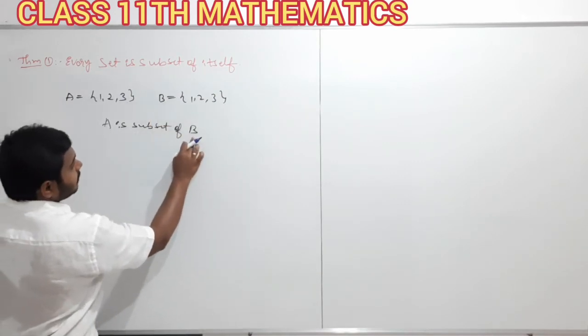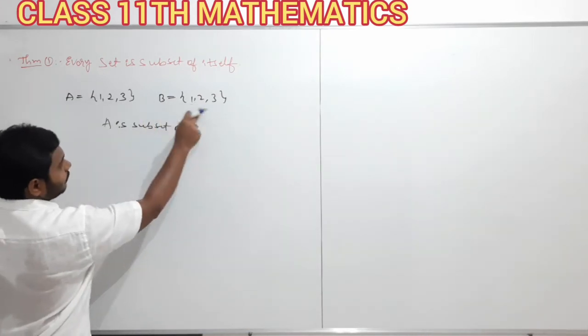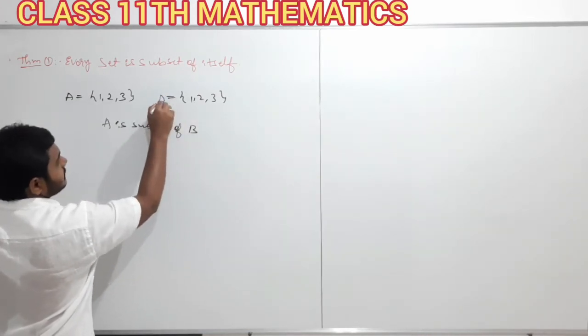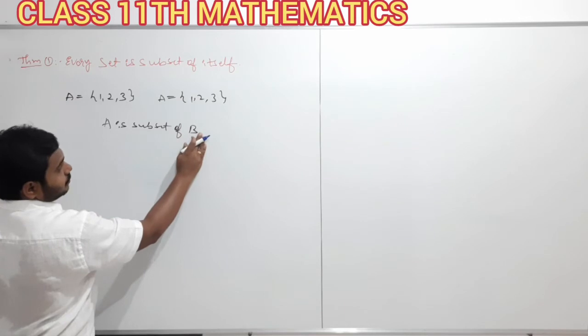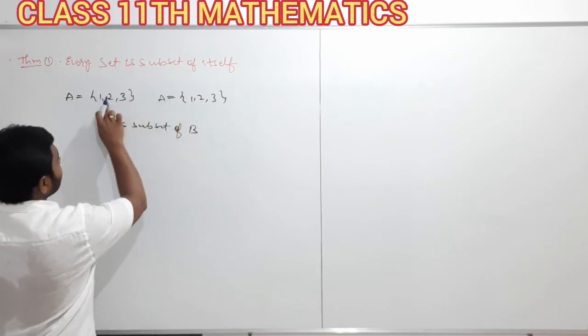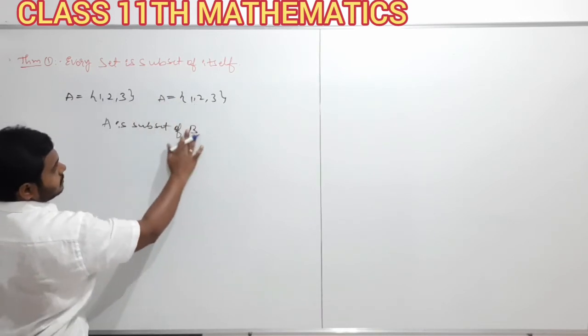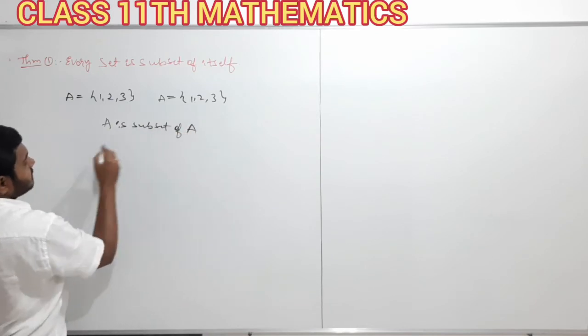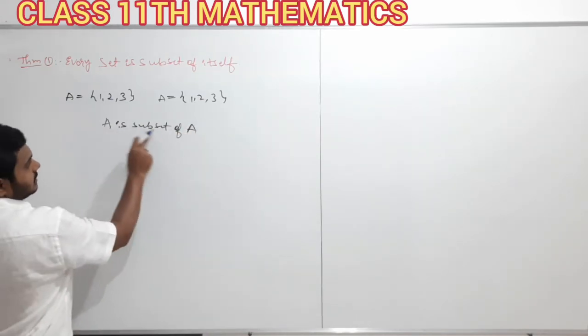But B is nothing but what is this, my students? {1, 2, 3}, {1, 2, 3}. So again, here you can take it as A. You might get confused because we named it B, but it is nothing but A only. So therefore, A is a subset of itself. So A is a subset of A.